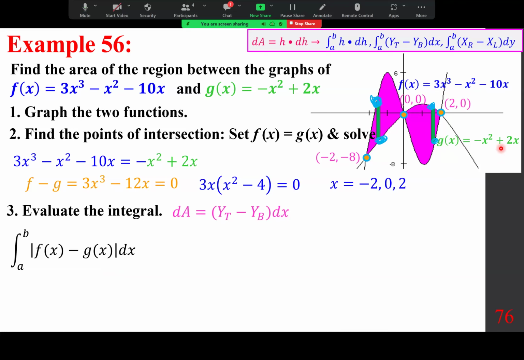So f minus g has this formula, everybody. So we are going to use this one from -2 to 0, and then the opposite of that, because the other one is at top, we want to use g minus f, which means minus 3x cubed plus 12x from 0 to 2. This is f minus g. Okay, so we get this one. But this one is g minus f, which is the opposite of that one.